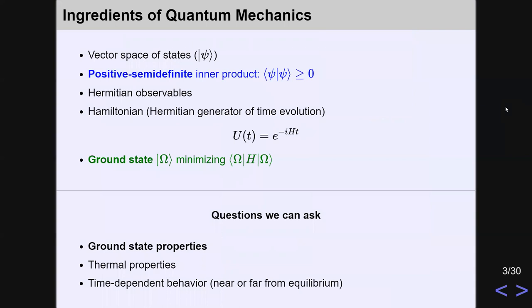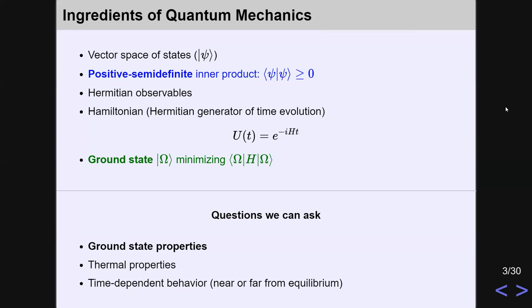So the ingredients of quantum mechanics, you sort of know: we have a vector space of states. If we're being mathematicians, then maybe I care that that's a Hilbert space and it's complete. I don't care about that today. Today, it's just a vector space. There's an inner product on that space of states, which is positive definite. So if you take any state psi and take the inner product with itself, then that inner product is greater than zero, as long as psi is non-zero. For today, I only need a slightly weaker condition, that it's positive semi-definite. So no matter what state psi I pick, the inner product is greater than or equal to zero. It can't be negative. That isn't to say that inner products can't be negative. It's the inner product of a state with itself that can't be negative.